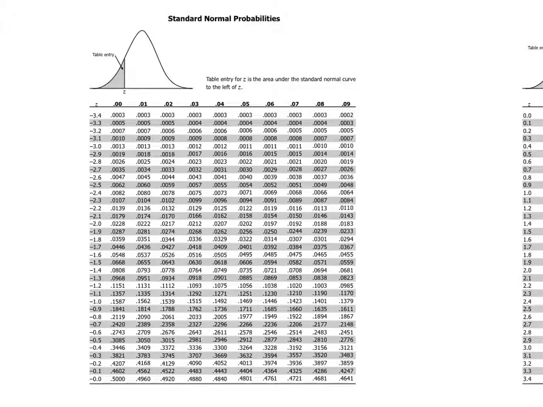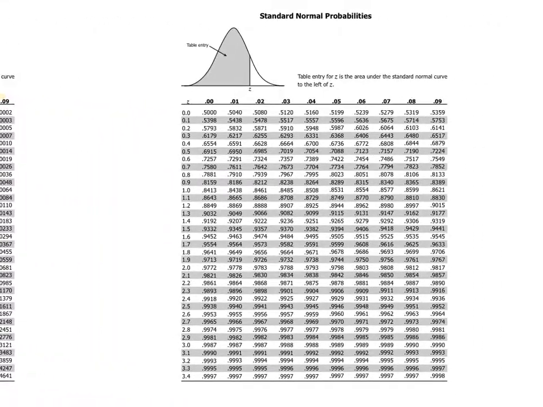Okay? First of all, you're going to see that on one side of your table, you're going to have negative z's across the vertical column. And on the other side of your table, you're going to have positive z's.